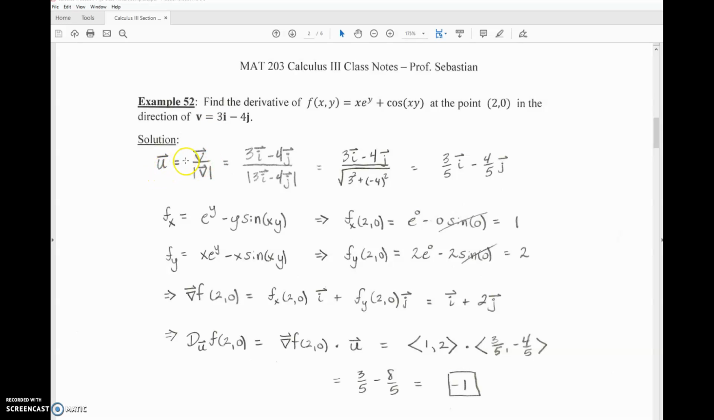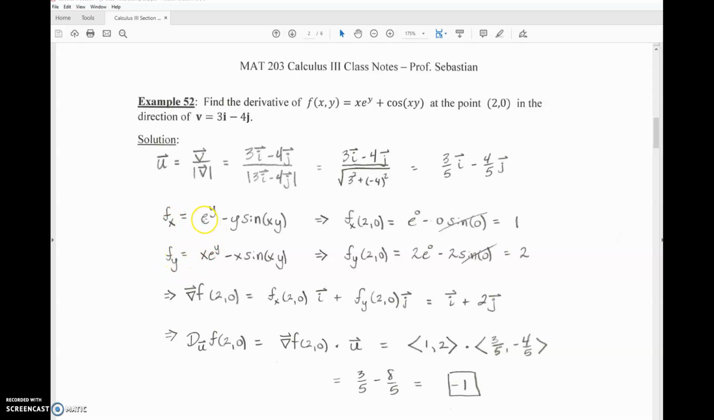To make a vector a unit vector, you just take it and divide it by its own length. We've done that a lot before. So 3i minus 4j divided by the length of 3i minus 4j. To find the length, you just square the components, add them up, take the square root. So 3 squared plus negative 4 squared gives me 9 plus 16, which is 25. The square root of 25 is 5. So that gives me 3/5 in the i direction minus 4/5 in the j direction. So that's u. Now I need to find the partial of f with respect to x and the partial of f with respect to y.